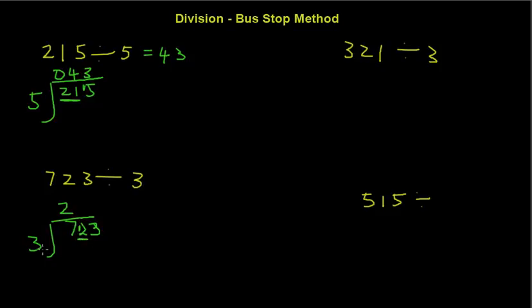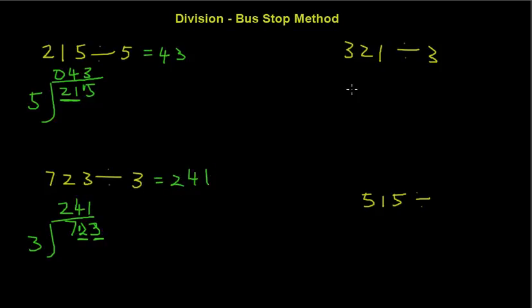So how many times does 3 go into 12? The answer is 4. And then we go ahead and look at the next digit since there's no remainders. So then how many times does 3 go into 3? And the answer is 1. So the answer to 723 divided by 3 is 241.